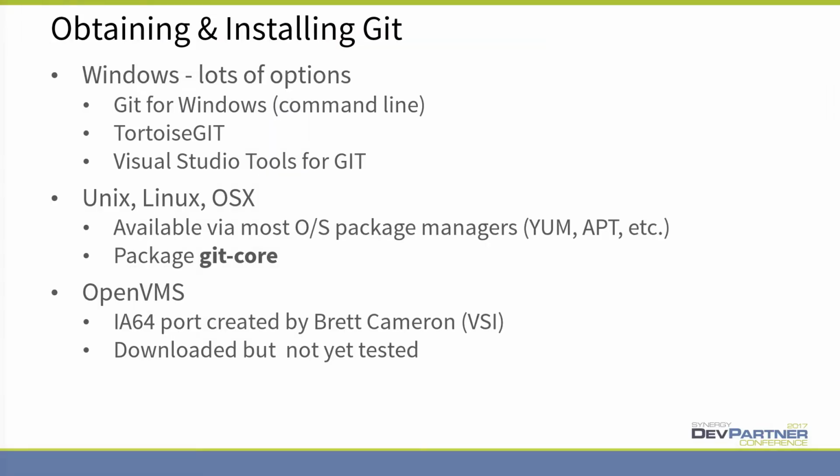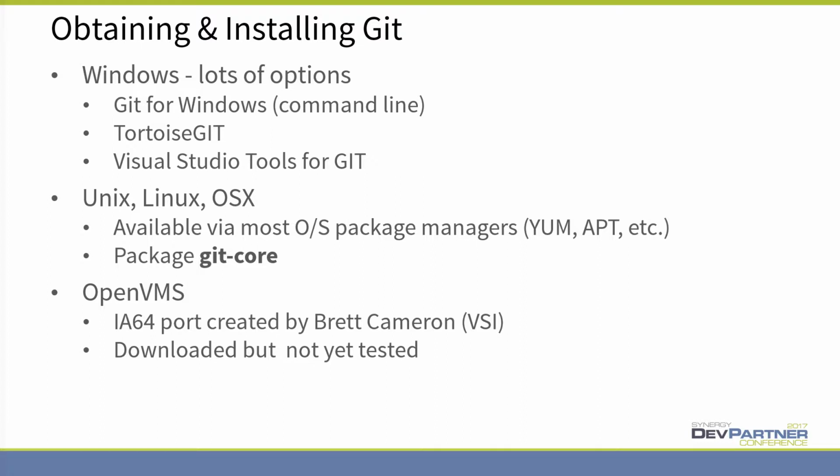Obtaining and installing Git, very briefly on Windows, lots of different options. You can get it in any number of ways. Git for Windows is available from lots of places. A lot of people, like with Subversion, use a Tortoise Git client that integrates with Windows Explorer, and that's the way I work some of the time. I tend to use a combination of Tortoise Git and Visual Studio, depending on how I'm feeling and what I'm doing and what kind of project I'm working on.